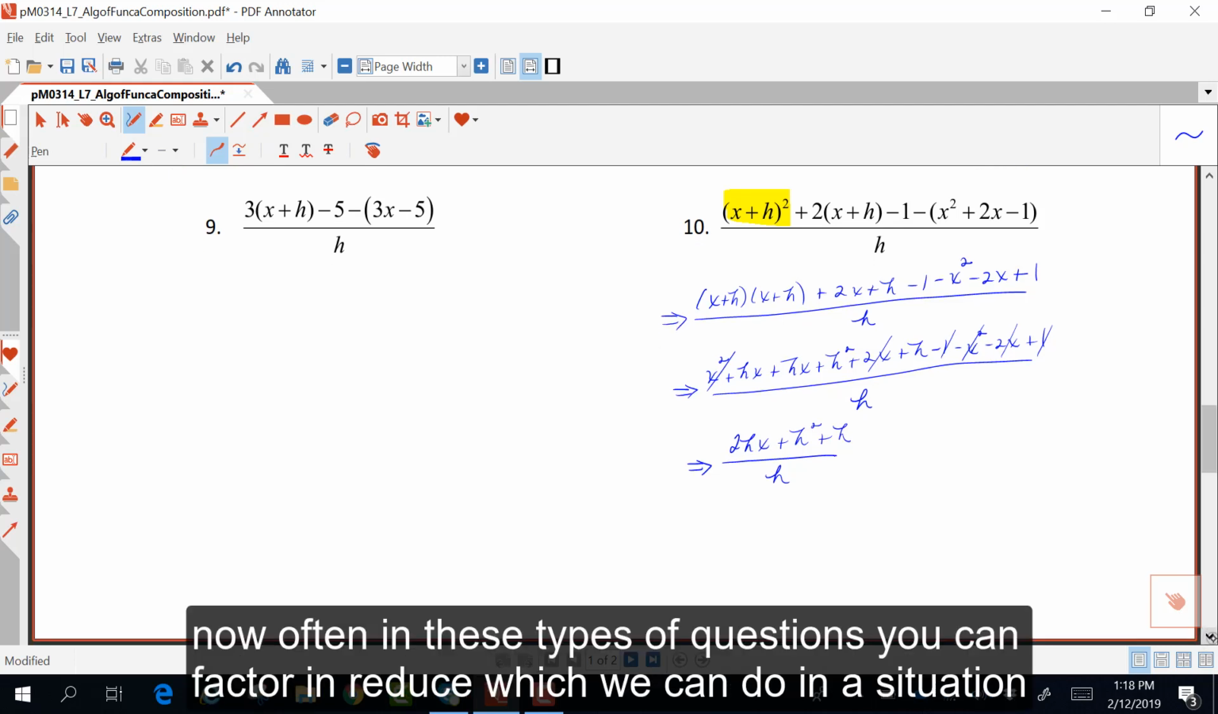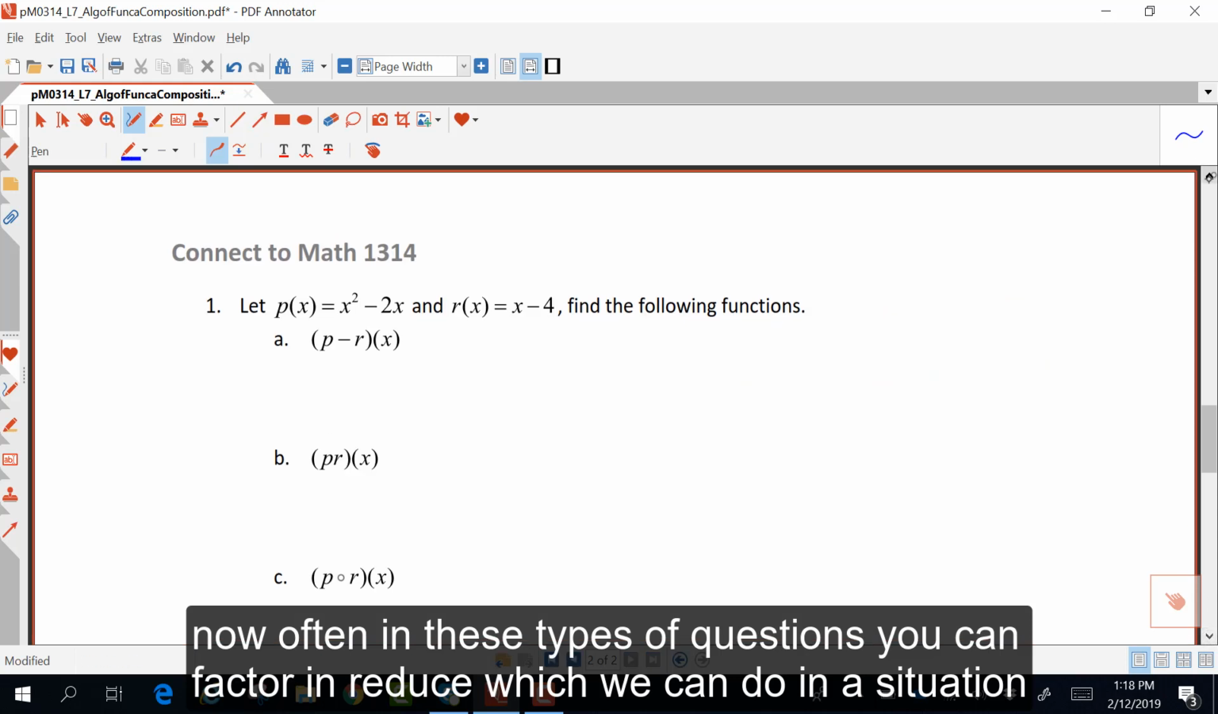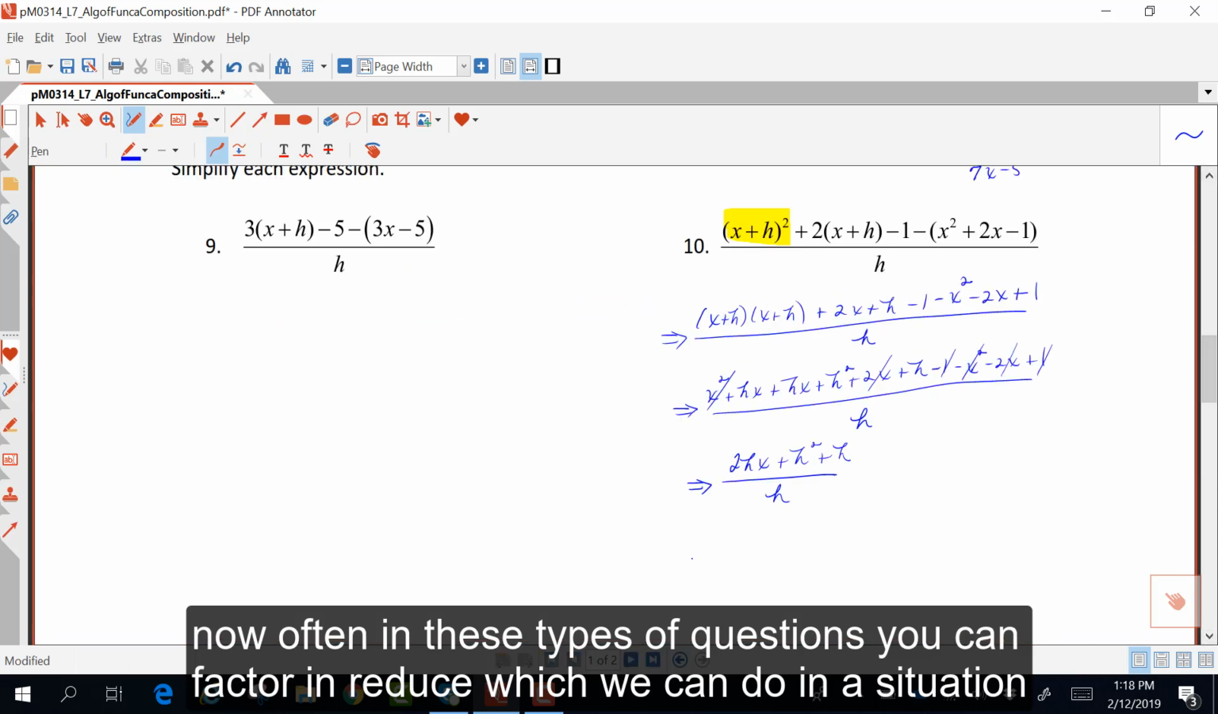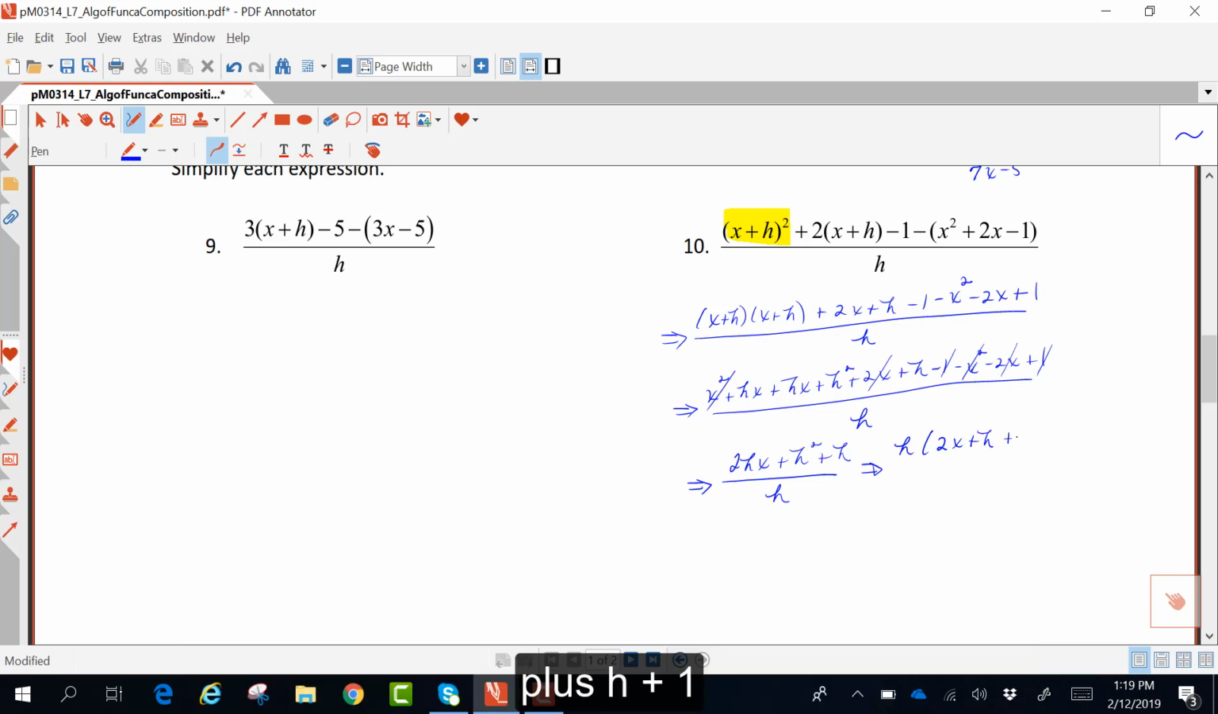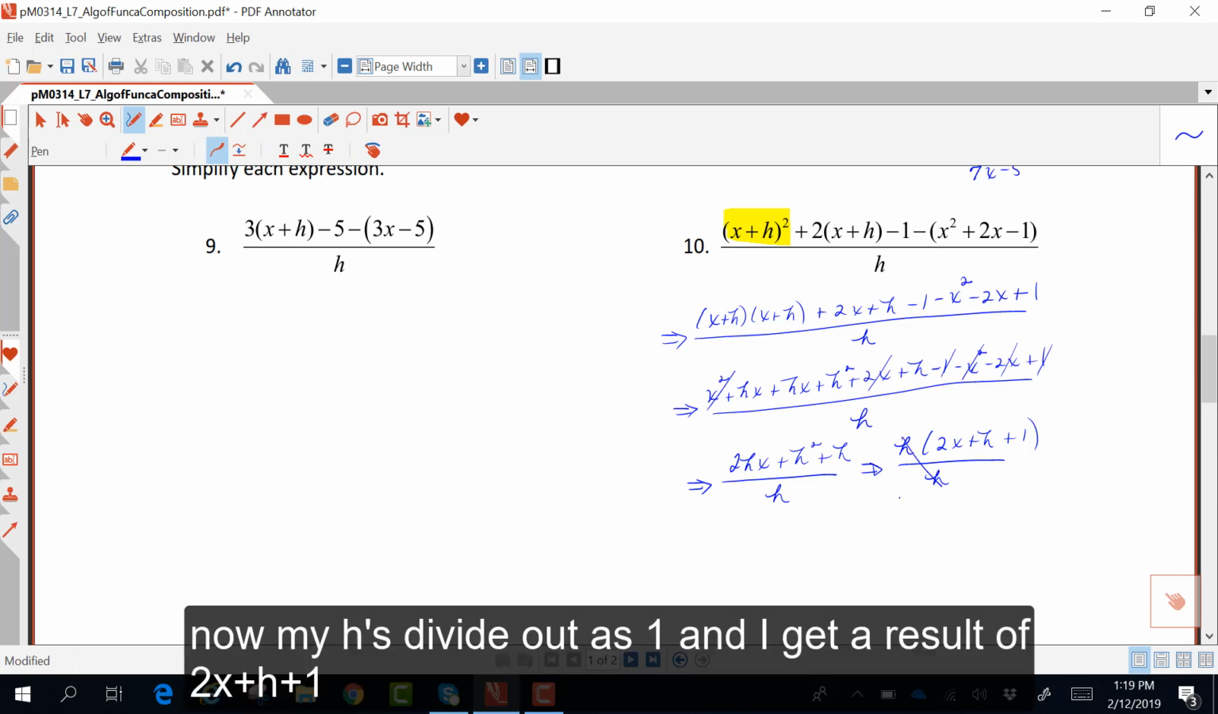Now, often in these types of questions, you can factor and reduce, which we can do in this situation. The numerator can factor the common factor of h, leaving behind a 2x plus h plus 1. Now my h's divide out as a 1, and I get a result of 2x plus h plus 1.